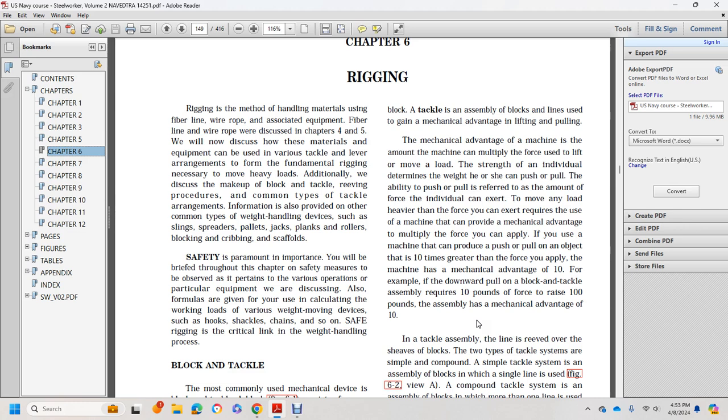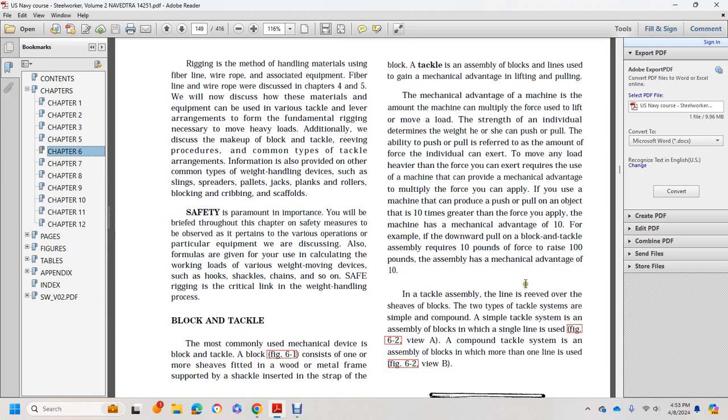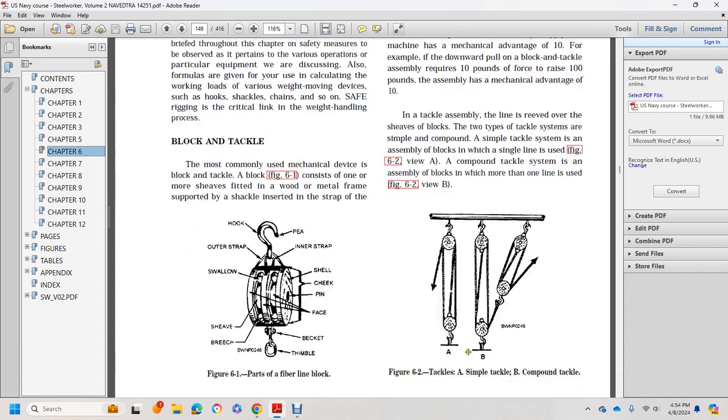If you use a machine that can push or pull an object with 10 times greater force than the force you apply, the machine has a mechanical advantage of 10. For example, a downward pull on a block and tackle assembly that requires 10 pounds of force to raise 100 pounds has a mechanical advantage of 10. Tackle assembly lines are reeved over the sheaves of blocks. The two types of tackle systems are simple and compound. A simple tackle system is an assembly of blocks in which a single line is used, figure 6.2 view A. A compound tackle system is an assembly of blocks in which more than one line is used, figure 6.2 view B.